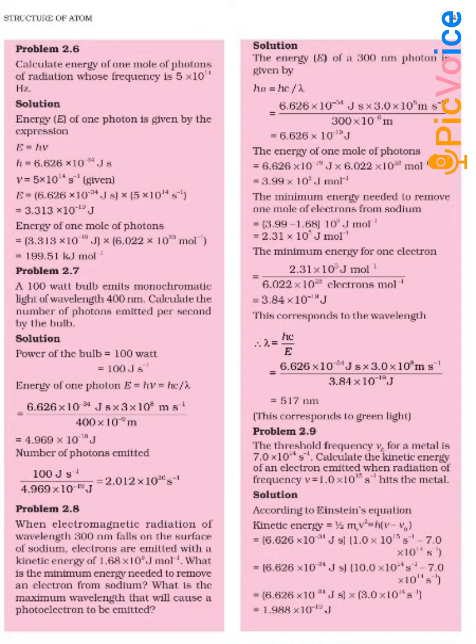Students, the energy E of a 300 nanometer photon is given by h nu equals hc by lambda. So the value of h into value of c by lambda comes out to be 6.626 into 10 raised to power minus 19 joule. So this is the energy of a 300 nanometer photon.